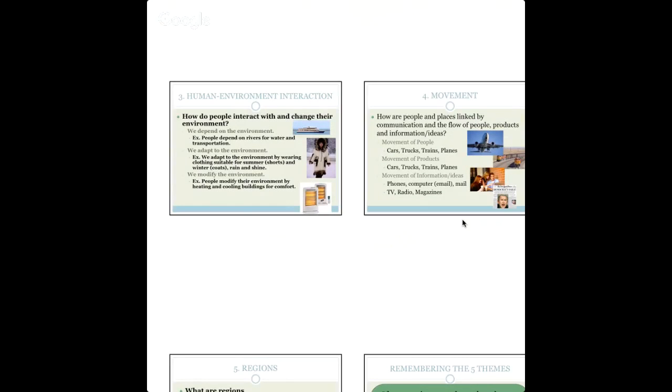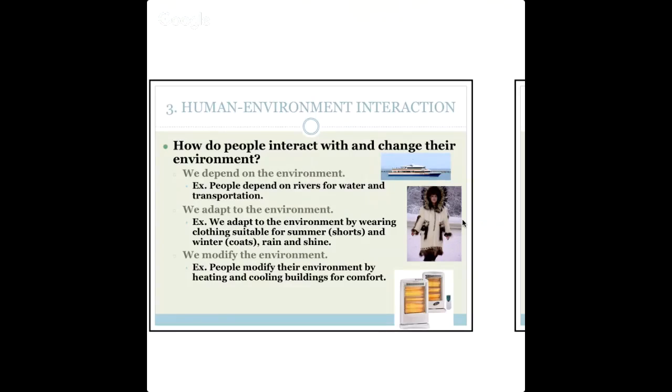Then human environment interaction, which is how humans interact with their environment. So there's 3 ways they do that. They depend on it, they adapt to it, and they modify it or change it. Okay? So people depend on their environment. For example, in Mesopotamia, they used the rivers for transportation, right? To adapt, we do things like in the wintertime, we wear winter coats. And in the summertime, we wear shorts because it gets hot. And then we change our environment. So it's like inventions like the air conditioning and heaters.